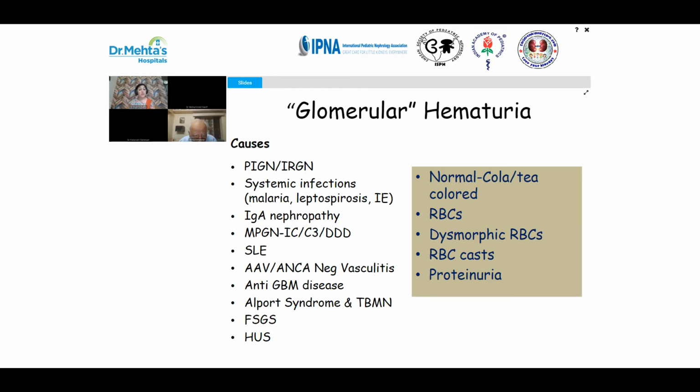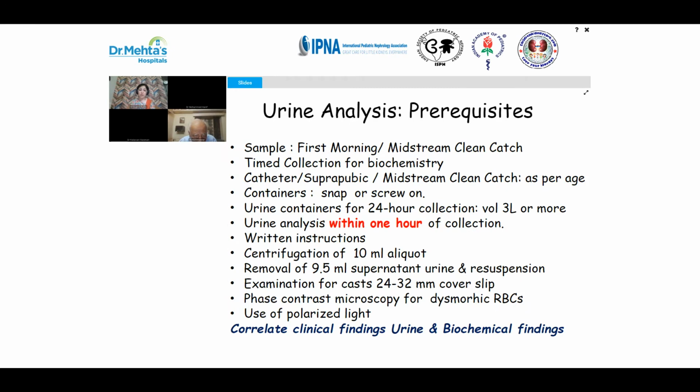These children, we already discussed, will have characteristic features of normal colored urine in only pure microscopic hematuria, or cola or tea-colored urine in gross hematuria. The RBCs will be present in the urine with dysmorphic RBCs and RBC casts being highly sensitive of glomerular causes. They also have proteinuria, which may be nephrotic to subnephrotic in range. So urine analysis is the most important investigation or the first step of evaluation in these children.